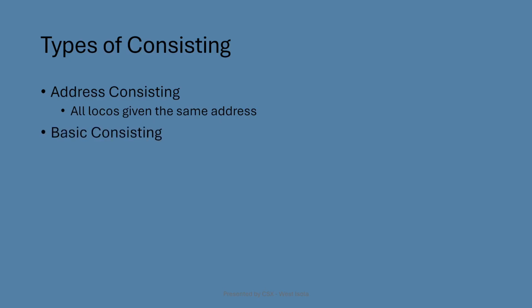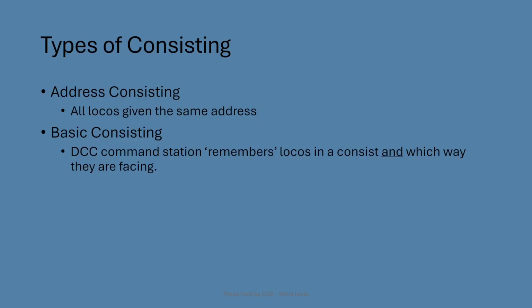The next step up for this was a thing called basic consisting. And this is where the command station itself, so obviously you've got to have a command station that supports this, remembers what locos are in a consist, and the big advantage of this one is it actually remembers which way they're facing. So on my system, for example, you can build a consist in the command station, and as you're adding locos to the consist, you'll tell the command station which way round they're facing on the system.